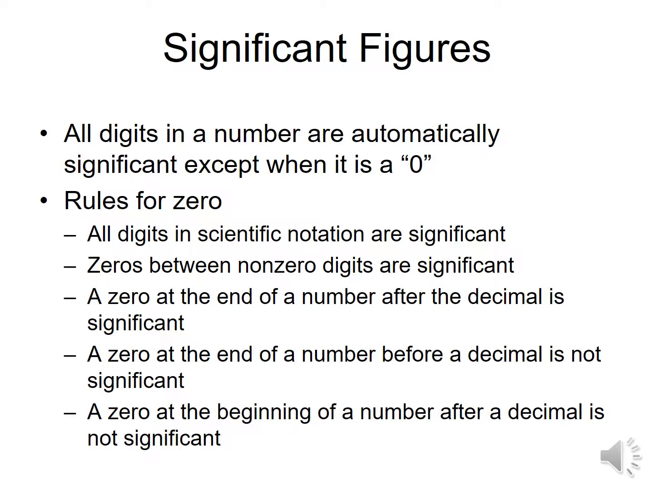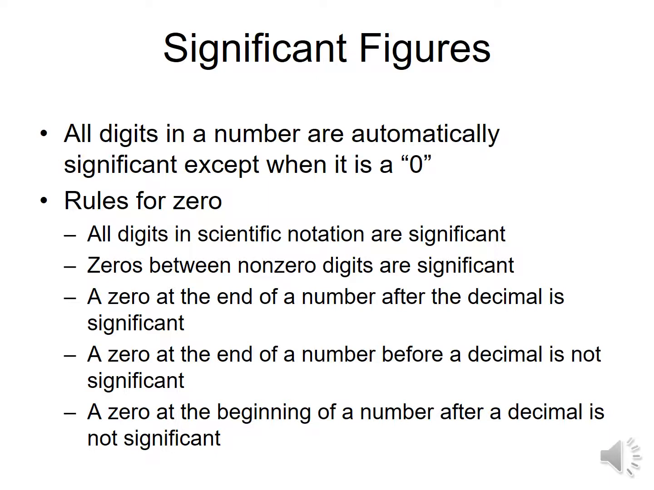So 101, the zero trapped between the ones, would be a significant figure. The zero at the end of a number after the decimal is going to be a significant figure. So when there's a decimal in the number, zeros at the end are considered significant figures. For example, if somebody says 4.0, there would be no reason to say 0.0 unless they measured that zero. If they didn't measure it, if it's not a measured digit, then they wouldn't say 4.0. They'd simply say 4.